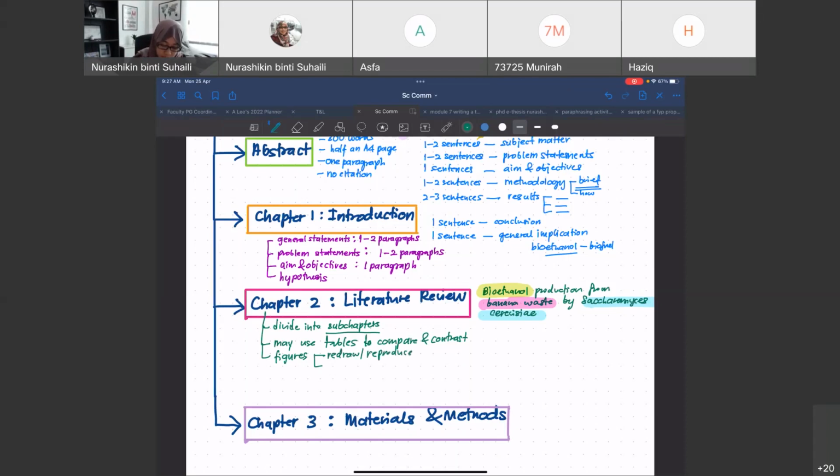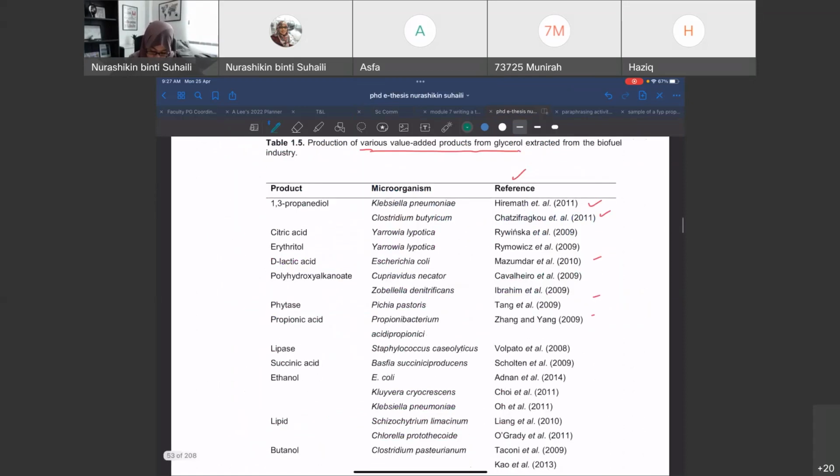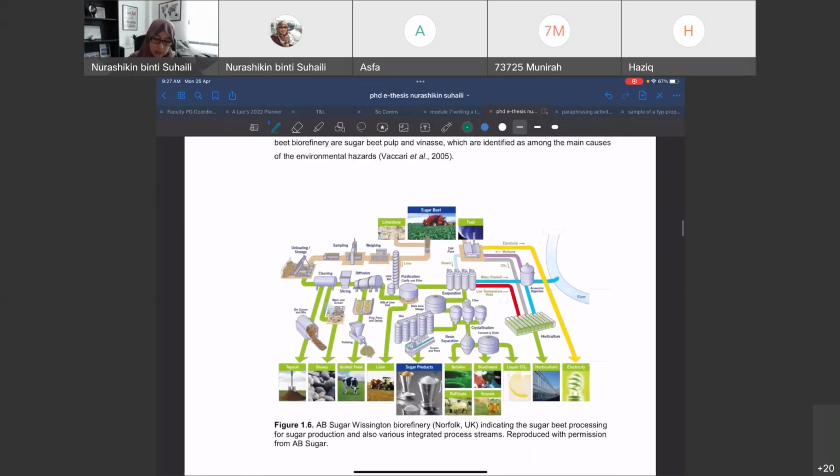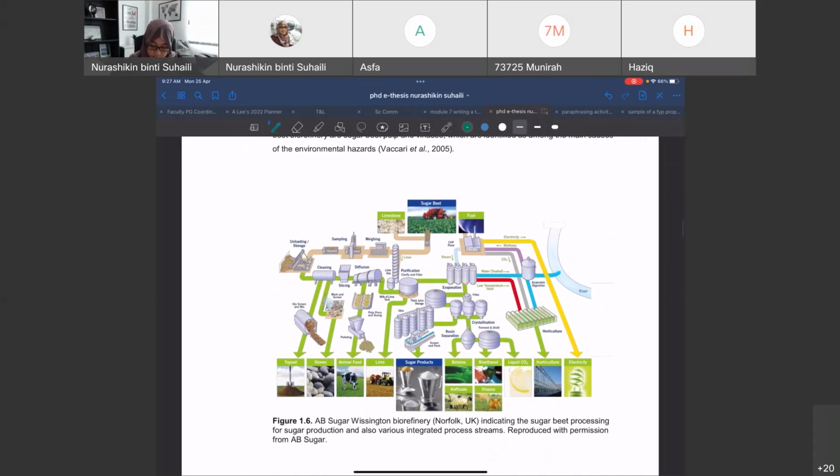Or if you want to use the actual one, you have to ask permission from the journal or the publisher. Okay, that's the right way to include figures in your thesis. And for the reproduced figures, I would like to give an example. Okay, see this one. This is a figure that I got from Abbey Sugar. Abbey Sugar here is an organization, a company. So I asked permission from Abbey Sugar to use this figure because this figure belongs to them. So you can see the last statement, reproduced with permission from Abbey Sugar. Okay, so without permission, you cannot use the figure.